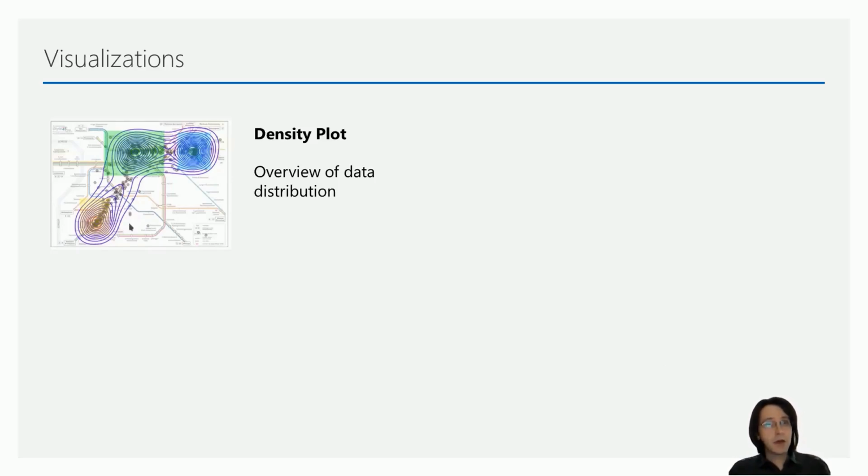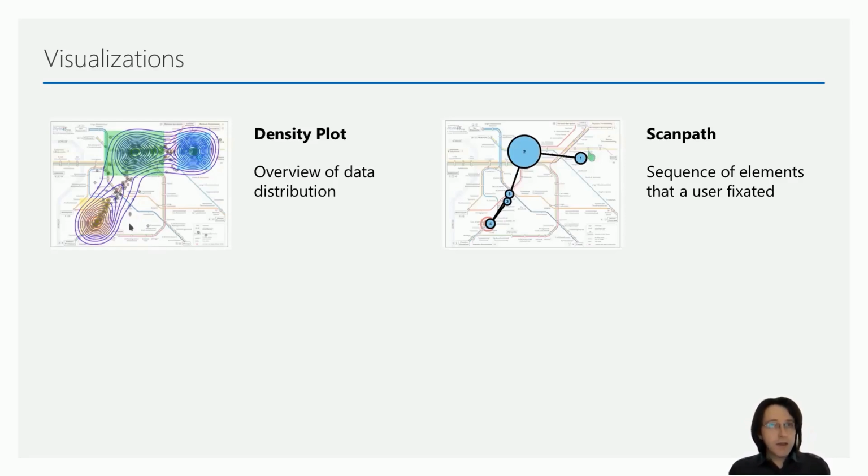A density plot allows the user to obtain an overview of the data distribution with the contour lines indicating areas of varying attention. The 3 colored rectangles you can see in this example here represent areas of interest which can be defined by the user. The sequence in which the elements were fixated by someone can be reviewed using a scan path visualization. And here, the size of the nodes corresponds to the duration of the fixation, and the numbers indicate the sequence.